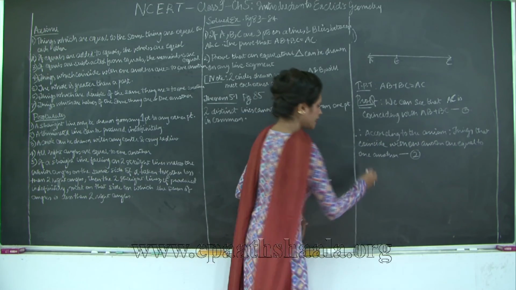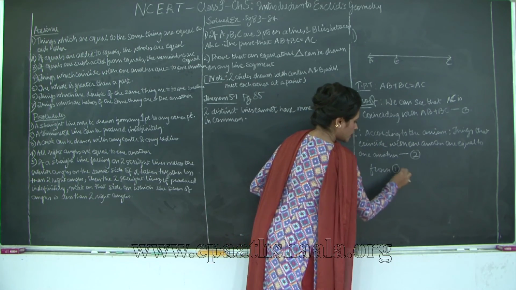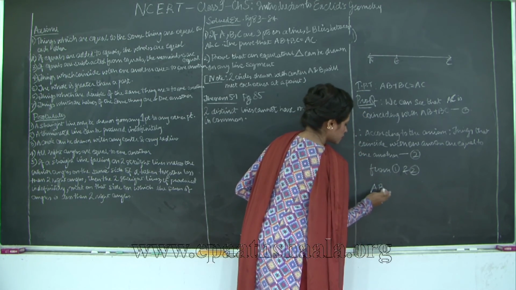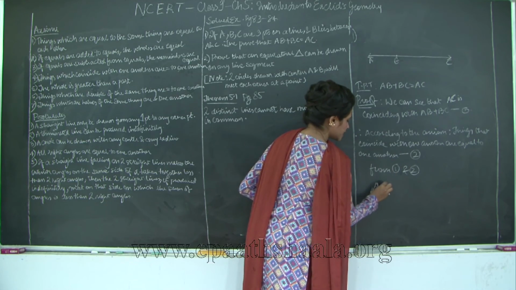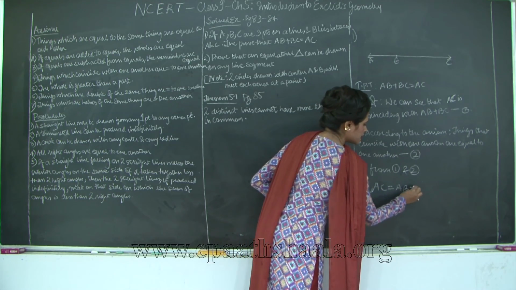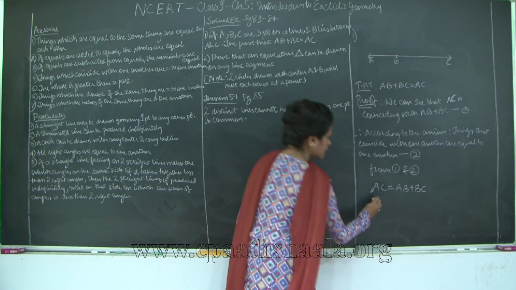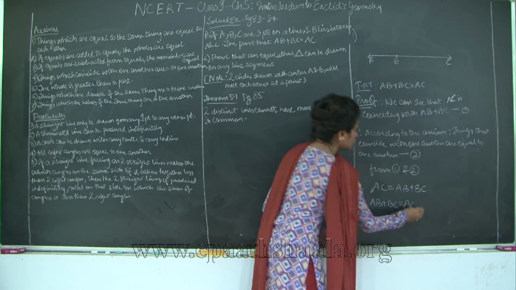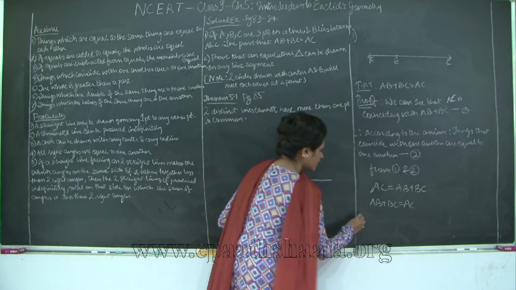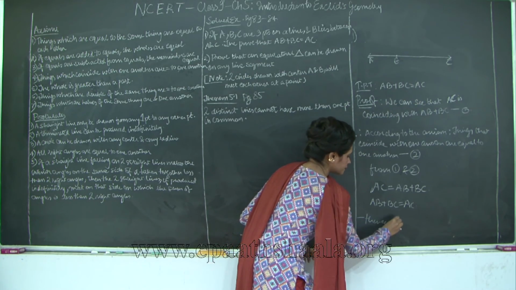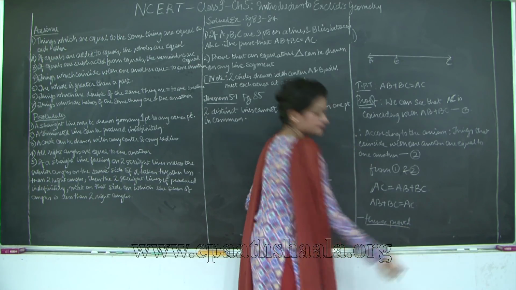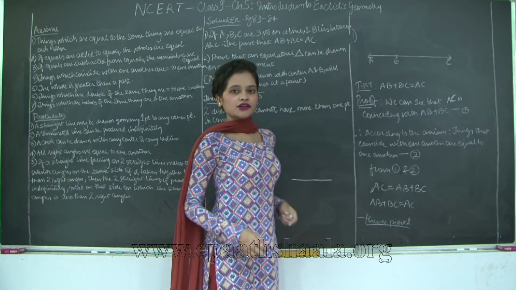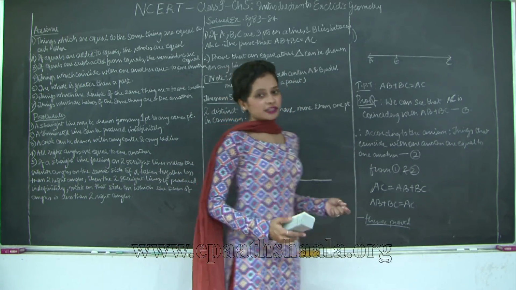So, from 1 and 2 what do we get? From 1 and 2, since AC is coinciding, I will just write AC is equal to AB plus BC, which also means AB plus BC is equal to AC, which is what we needed to prove. Therefore, hence proved. Pretty simple, isn't it? You just have to use the axioms and postulates to solve these kinds of questions. So, without wasting much time, let us proceed to the second one.